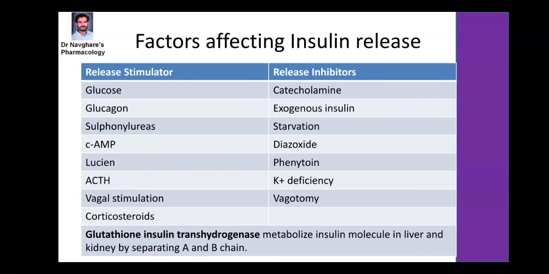Glutathione insulin transhydrogenase is an enzyme which metabolizes insulin in the liver and kidney by breaking down the disulfide linkage and separating the two chains.